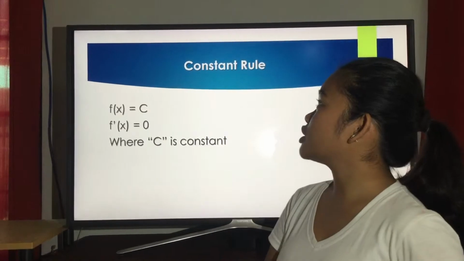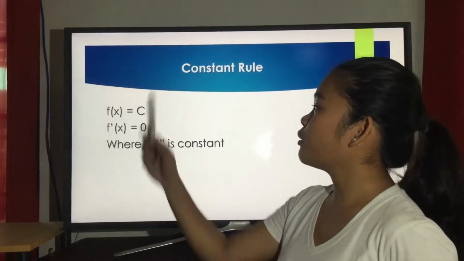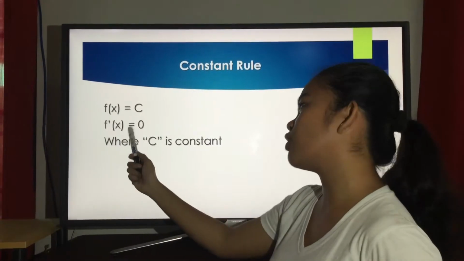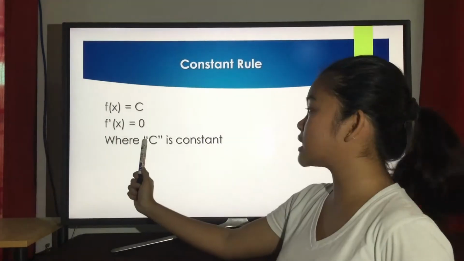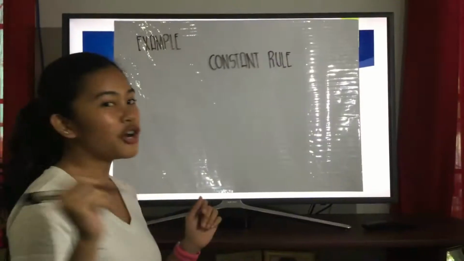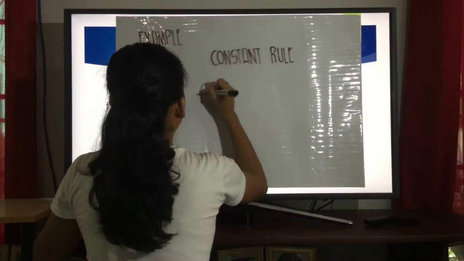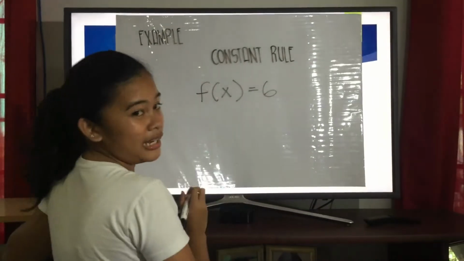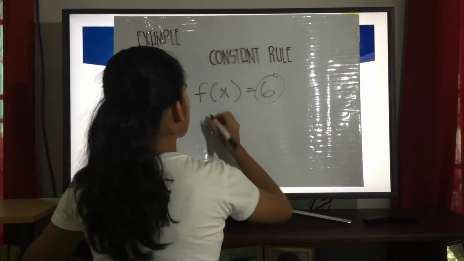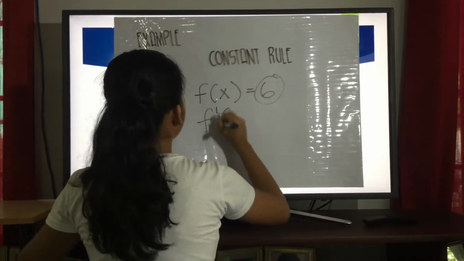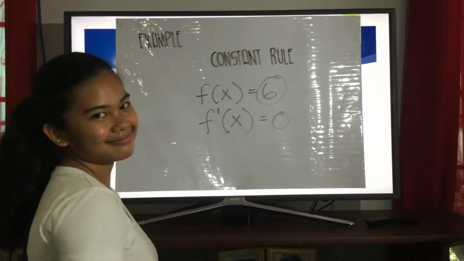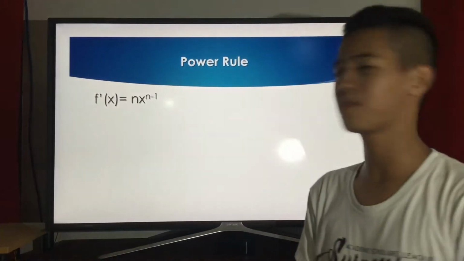The first derivation rule is the constant rule. So, f of x is equals to c, and the derivation of c is f prime of x is equals to 0, where c is constant. For example, f of x is equals to 6, wherein the derivative of 6 is f prime of x is equals to 0. The next rule is the power rule.